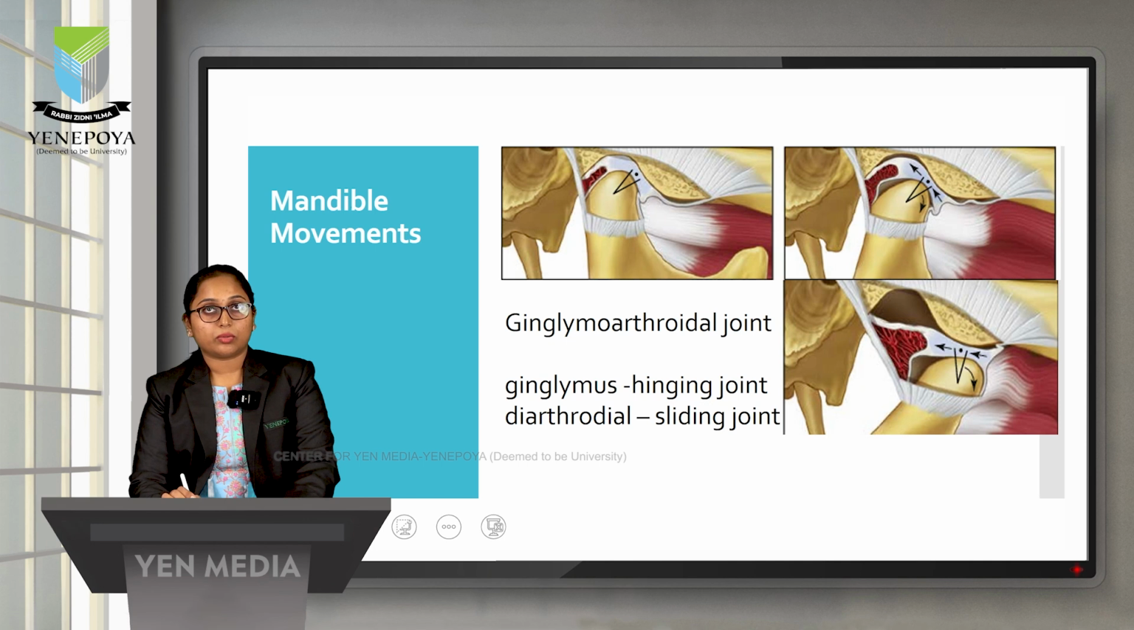The hinge movement happens in the lower joint cavity, whereas in the upper joint cavity the mandible slides along with the articular disc, passing along the posterior superior slope, as you can see here. On full opening, it ends inferior to the articular eminence. This movement is called translation.